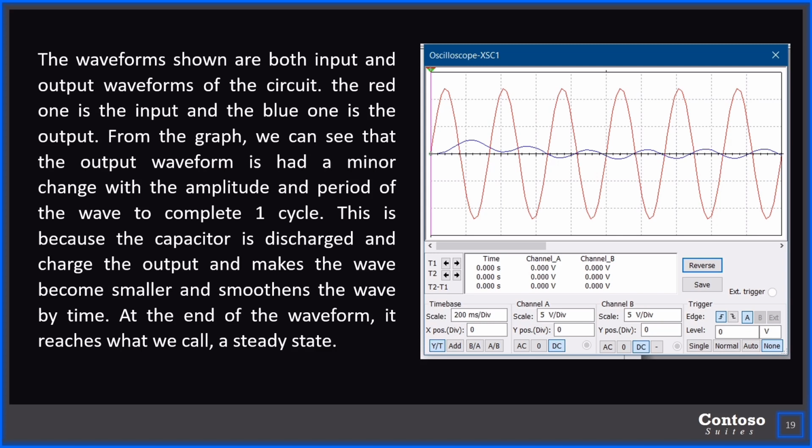From the blue graph, we can see that it had a minor change in the amplitude and the period of the wave to complete its one cycle. This is because the capacitor is discharged and charged, and the output makes the wave become smaller and smoother over time. At the end of the waveform, it reaches what we call a steady state. So that means the circuit is completely smoothened, and that means our application is a success.